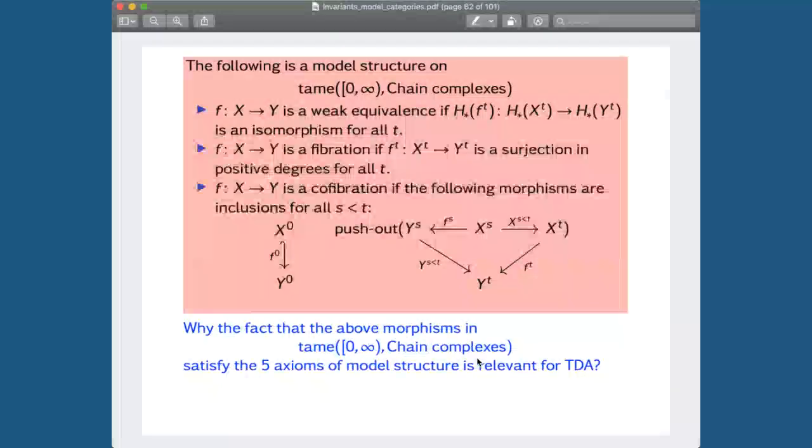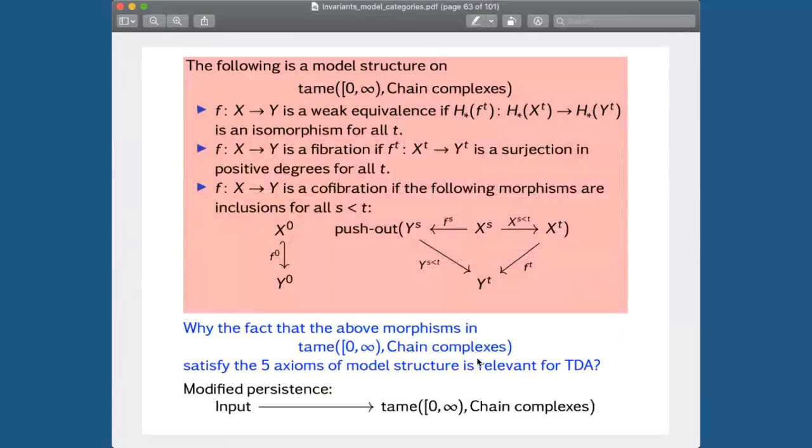So remember, this talk is to explain the advantages of this modified persistence that takes values in tame parameterized chain complexes. So why is having this model structure on the range, having these maps satisfy these axioms, advantageous? This has to do with cofibrancy and minimality. So this is the next thing I will address, cofibrancy first.